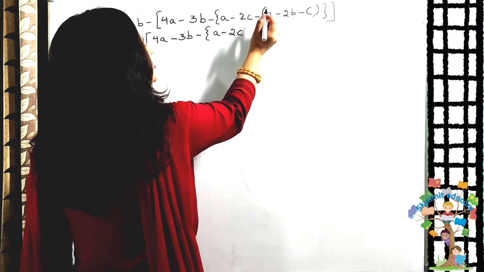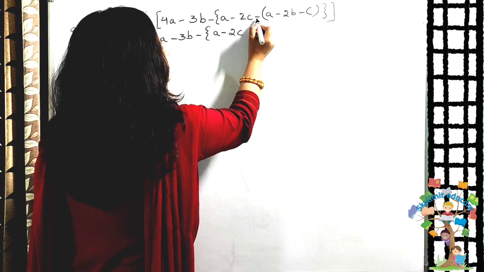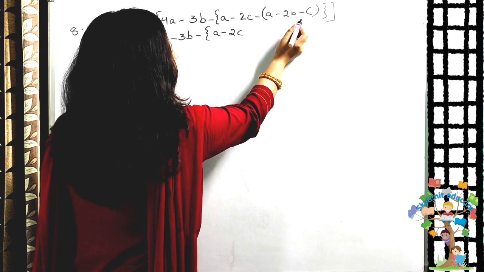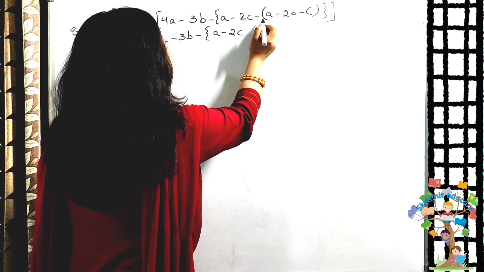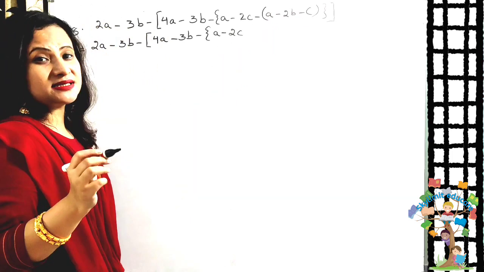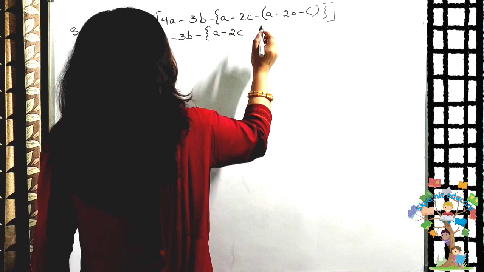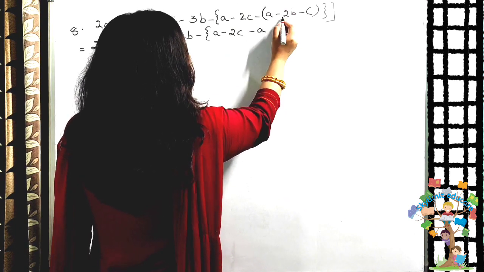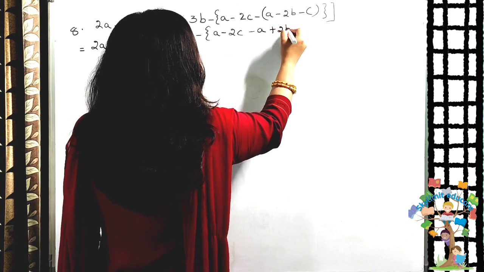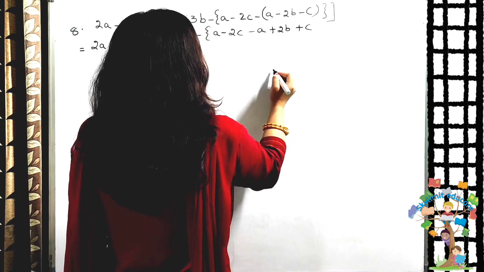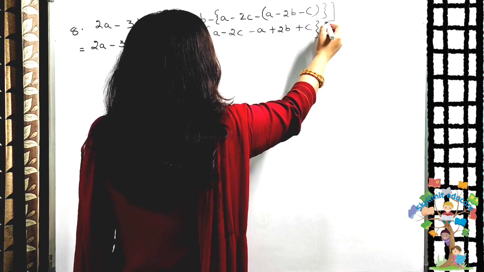Now you see students, inside this common bracket, there are no like terms. First of all, check it. There are no like terms. Outside this common bracket, there is what sign? Minus sign. So again, everything will change. That means a becomes minus a, minus 2b becomes plus 2b, and minus c becomes plus c. Now we have successfully removed the common bracket.